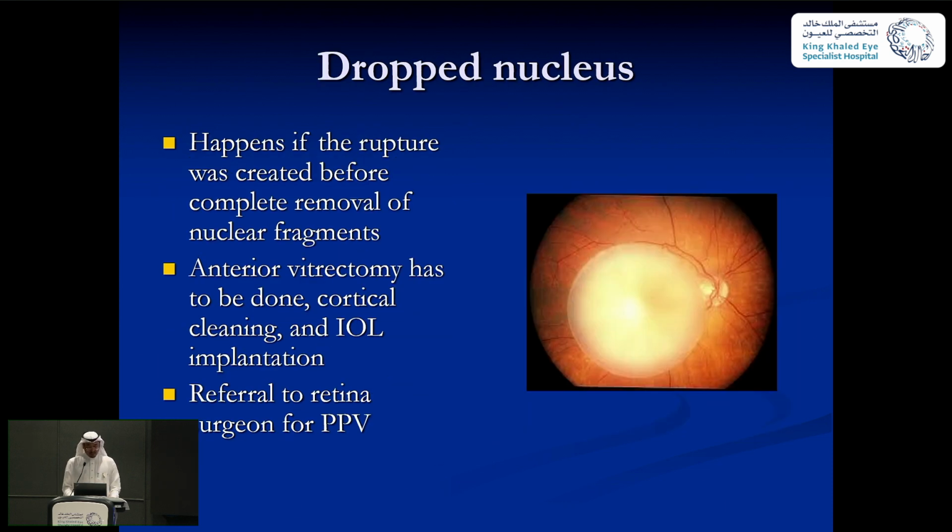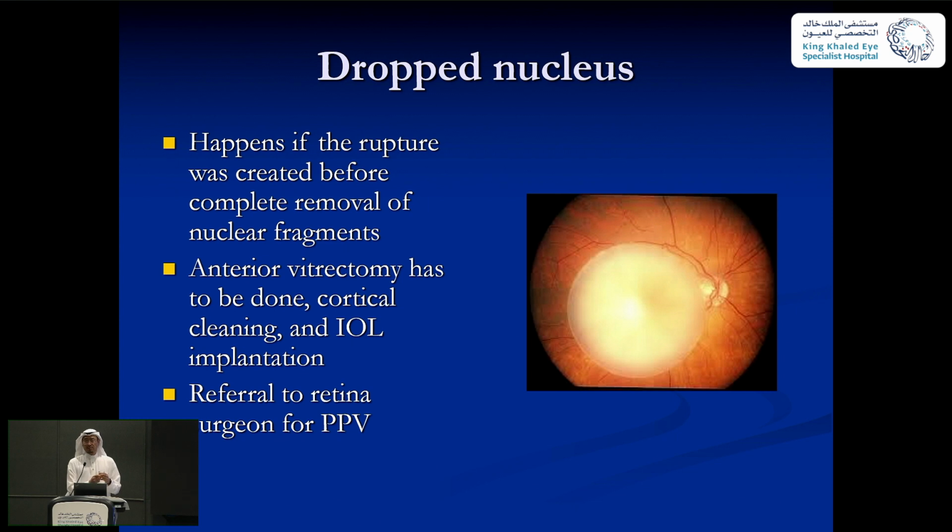What about dropped nucleus? Dropped nucleus is one of the fearful things, and this happens when usually you don't identify that there is a rupture, and you continue. And if you continue while there is a rupture, it will go large, and if it goes large, there will be lost fragment into the vitreous cavity. And this happens if rupture was created before complete removal of nucleus fragment. So anterior vitrectomy has to be done, cortical cleaning and IOL.